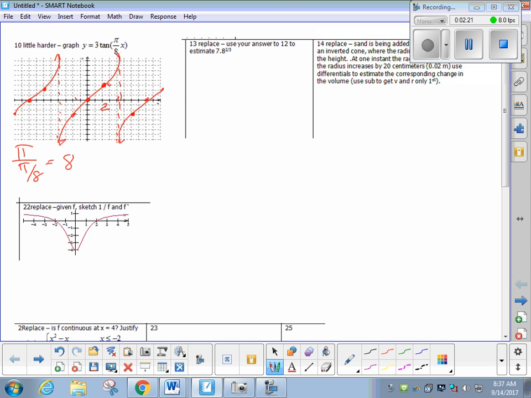How about the answer to 12 to estimate 7.8 to the 2/3? This is on the test tomorrow. I'm a little worried. Are you going to be good at tangent lines? Yeah. That's the spirit. If I recall, at least somebody said yes, so that's the spirit for you. If you said no, then that's not the spirit.